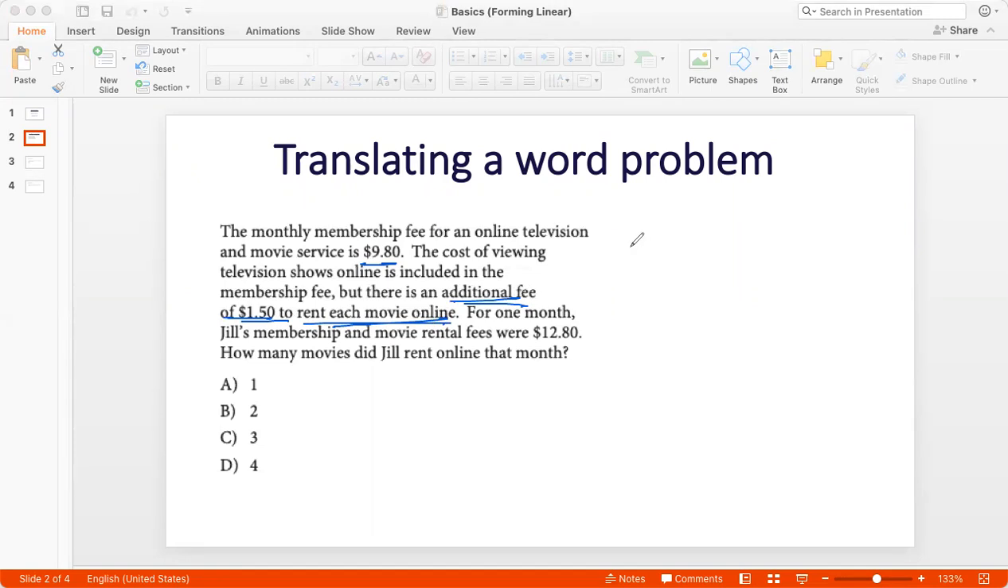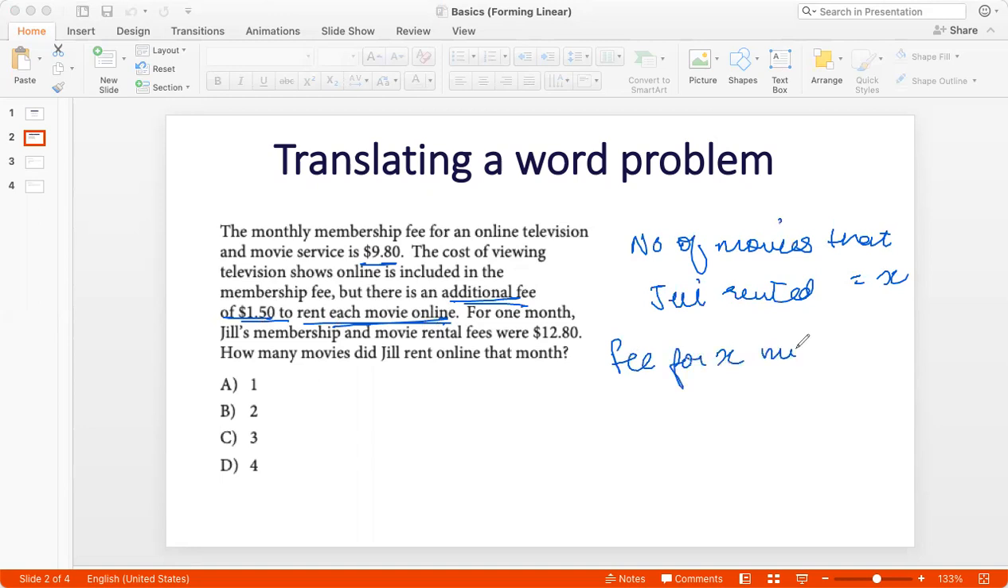So let's say that the number of movies that Jill rented, let's say that this number is X. Then there is a fee of $1.5 per movie rented. So the fee for X movies rented would be 1.5X, because for one movie, the fee is $1.5. So for X movies, it would be 1.5X, right?